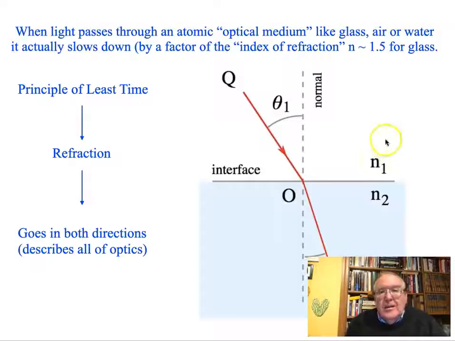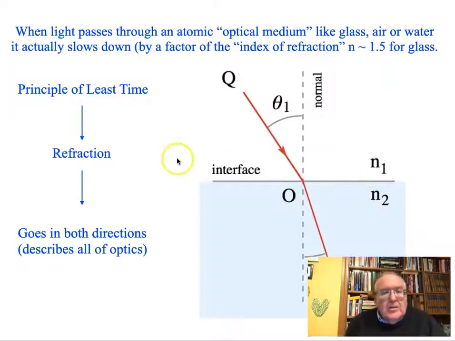And so the index of refraction of air, or vacuum, is N1, which is just equal to 1. And the index of refraction of glass, in this figure labeled N2, is something like 1.5. Okay, typically 1.5. Water has an index of refraction of 1.33.